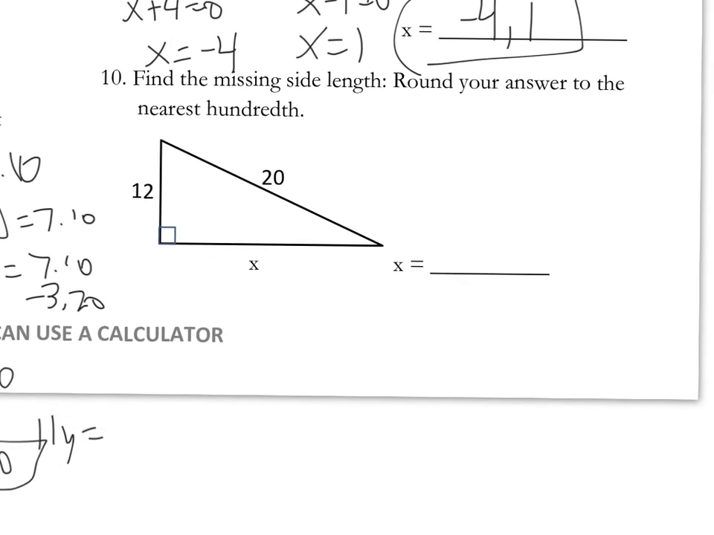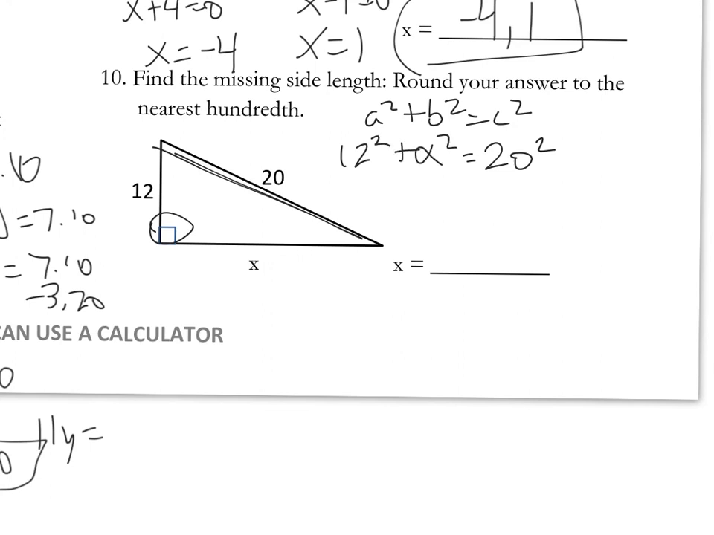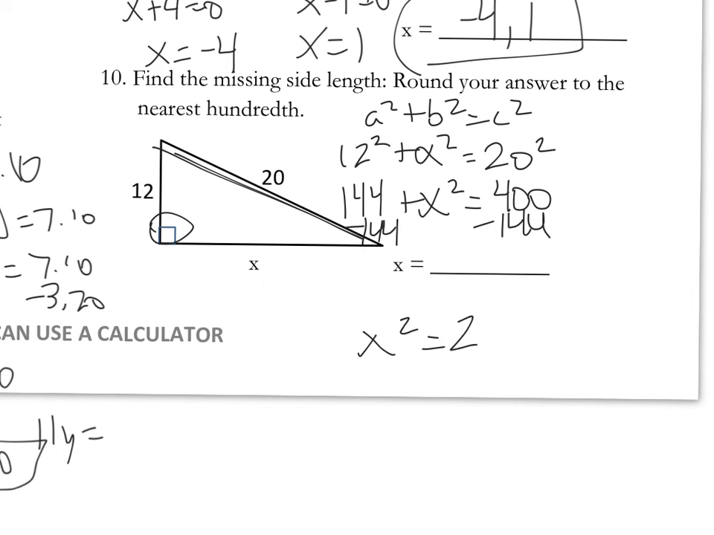Find the missing side length, round your answer to the nearest hundredth. Well, we have a right triangle, so I'm going to use a squared plus b squared equals c squared. We know 20 is c squared because it's across from the right angle, and it doesn't matter which one is a squared. Okay, so if you switched a and b, that's totally fine. 12 squared is 144. Plus x squared equals 400. Subtract 144 from both sides. I get x squared equals 256. Square root both sides. And we get x equals 16.